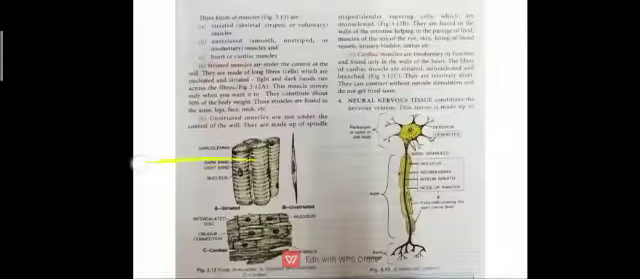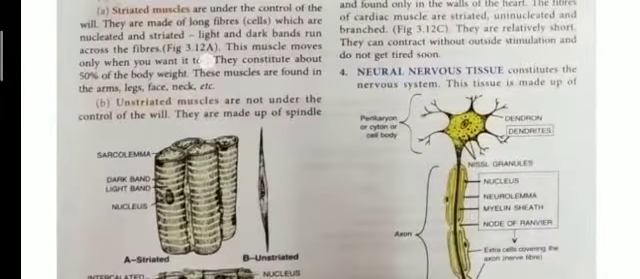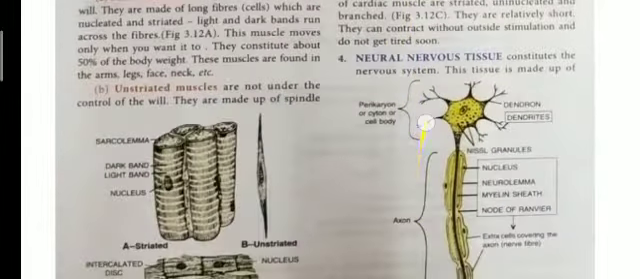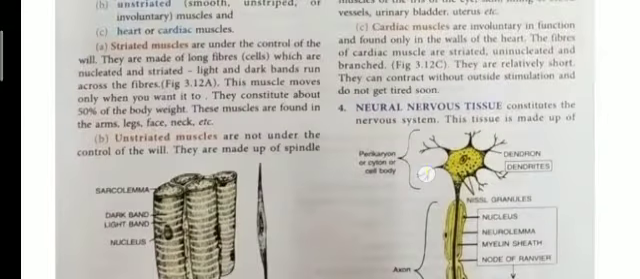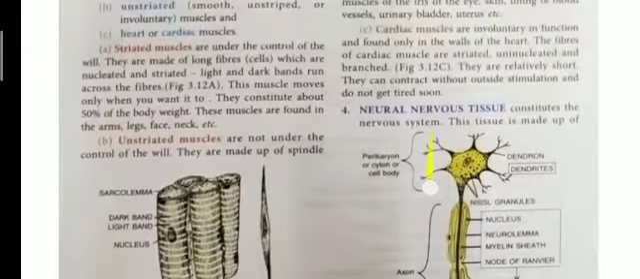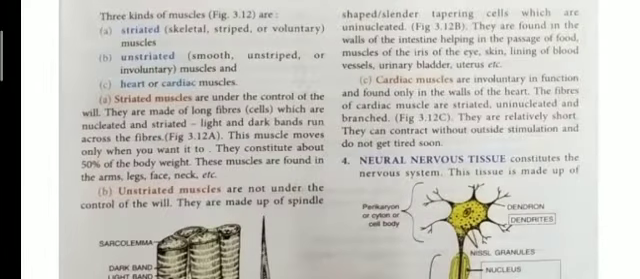What are they made up of? They are made up of long fibers which are multinucleated. You can see in the picture, they have nuclei. They are elongated, cylindrical in shape, and have light and dark bands. You can see in the diagram, dark bands and light bands are arranged alternately, running parallel to each other. This muscle moves only when you want. Obviously they are voluntary, and they constitute about 50% of our body weight. They are found in the arms, legs, face, neck.